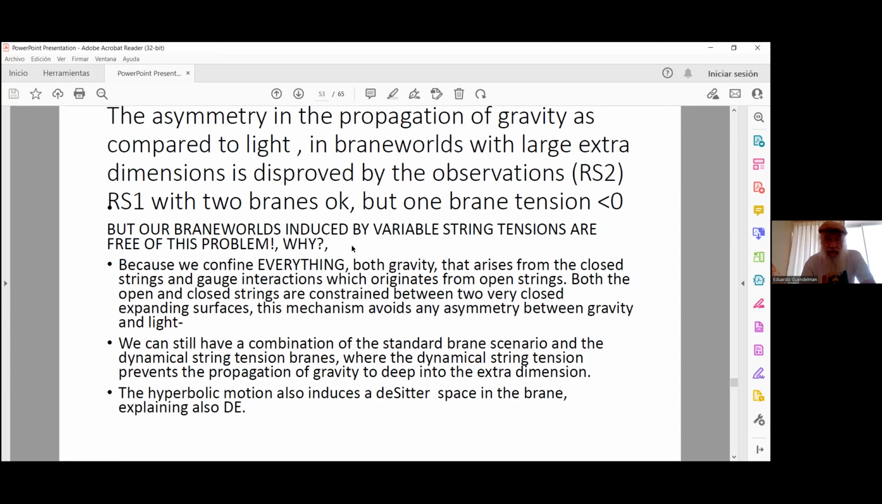In our case, both branes are positive, and we are free from this problem because we confine everything, both gravity, which arises from closed strings, right? I should have said the tension goes to infinity, it doesn't care if it's a closed string or open string, it is a universal effect. So universally, everything is constrained to between these two surfaces, right? We could have a combination of the ordinary brane world scenario and dynamical string tension, yeah, but okay, this is some embellishment.